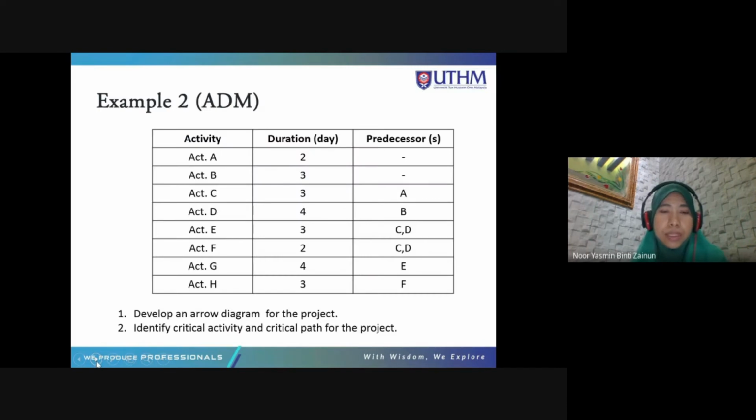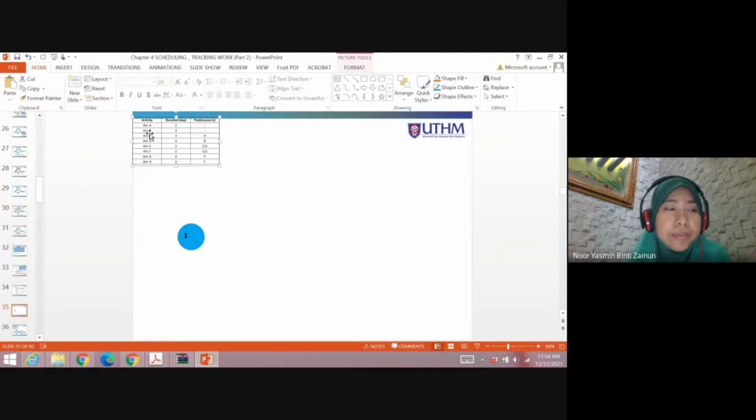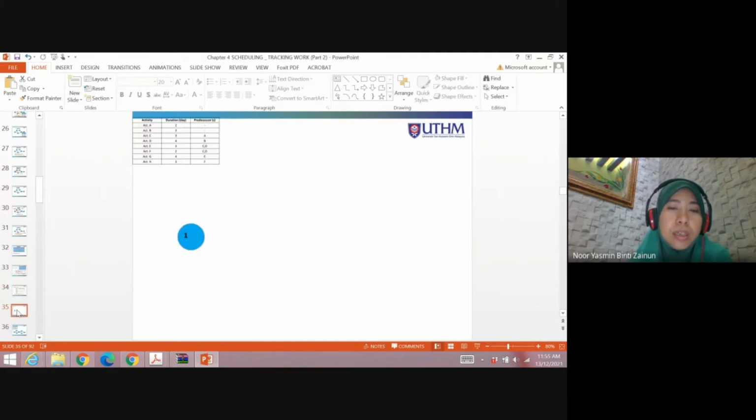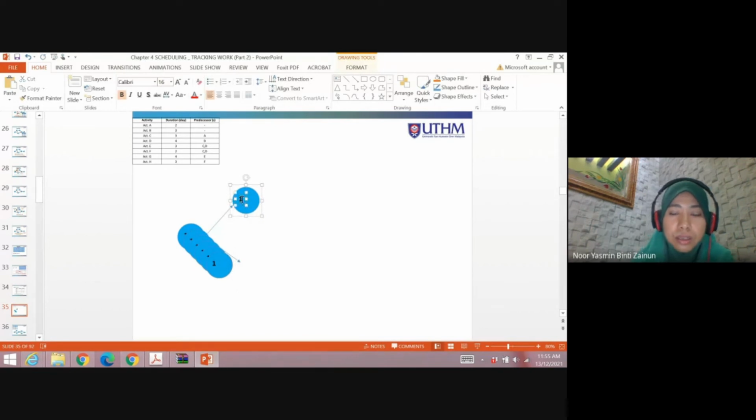The example number 2. Okay, look at here. Activity A and B have no predecessor, which means that at node number 1, you have two activities coming out, A and B. So this one is node number 2 and this one is node number 3, and the activities are A and B.